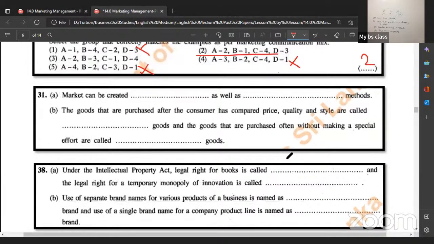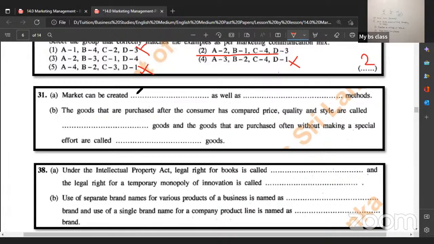Question number 31. Market can be created physical as well as virtual methods, or we can say electronically, right? Create as marketplace or as market space. We know marketplace is a physical place.